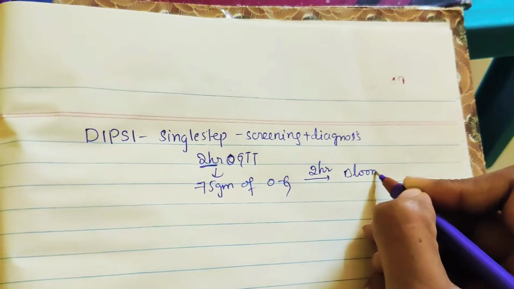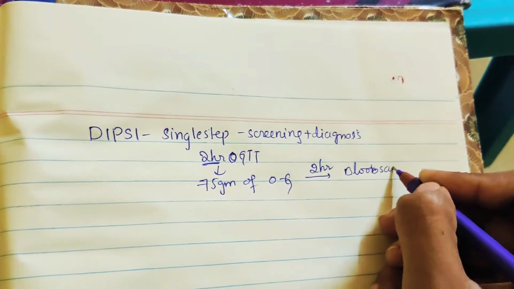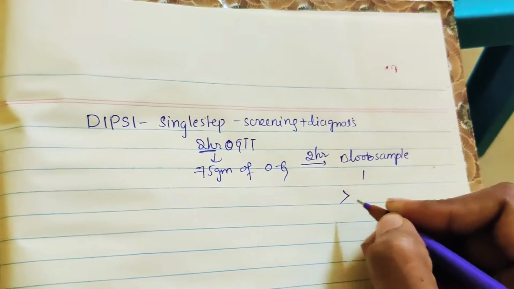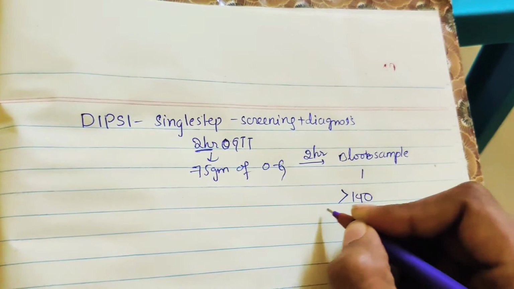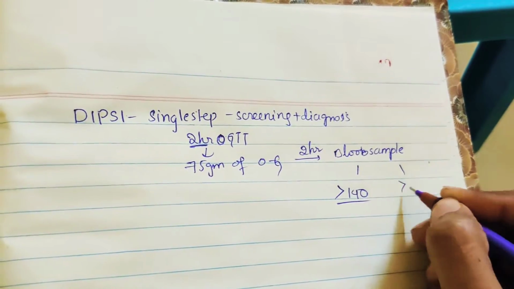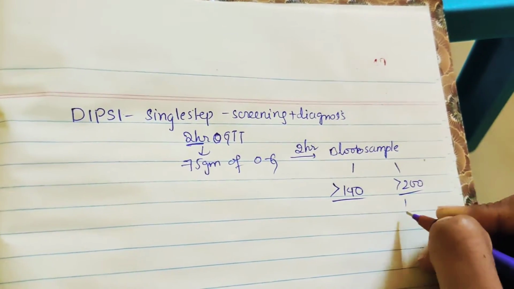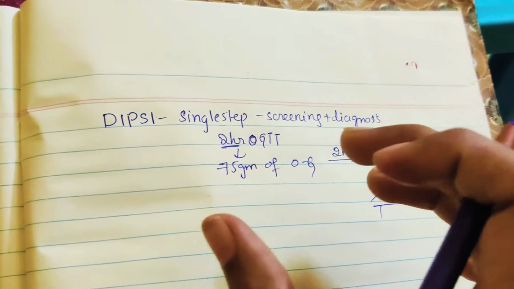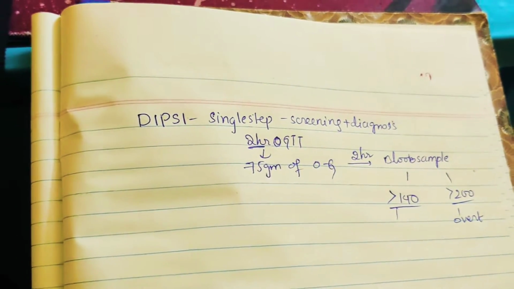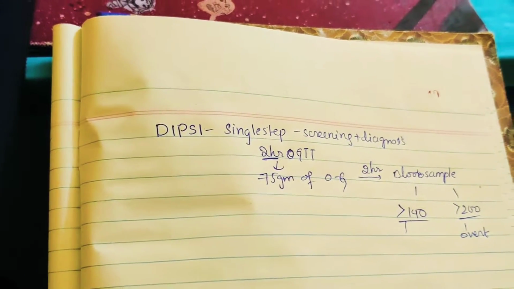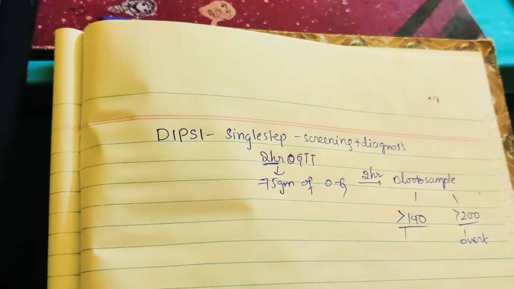after 2 hours. If the glucose values in this blood sample are greater than 140, then you can say it is gestational diabetes. But if it is greater than 200, then you should say it is overt diabetes. So by this DIPSI test, you can find out whether it's a pre-gestational or gestational diabetes very easily. Fasting is not required in this test.